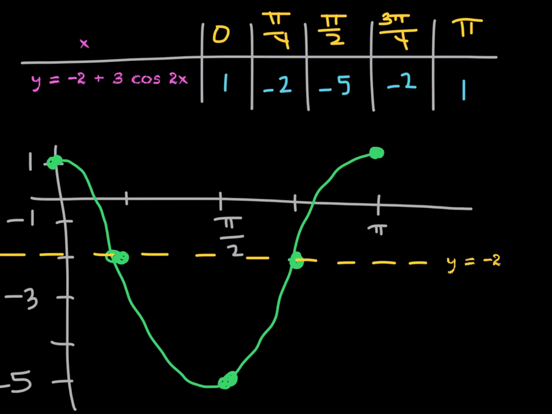Now remember, the amplitude describes the height of the graph, both above and below this line that's going right through the middle of the graph. It used to be the x-axis in all the previous examples. It's no longer the x-axis. It's y equal to -2. This is the line going right through the middle. And the height above this line, let's count 1, 2, 3 units. Also downward, 1, 2, 3 units. You can see the amplitude right here.